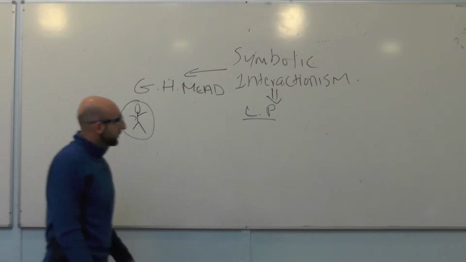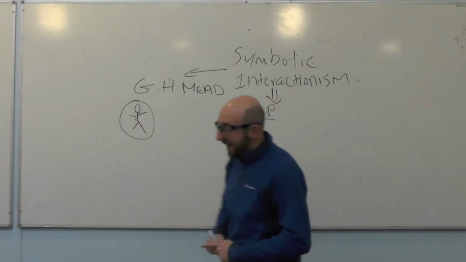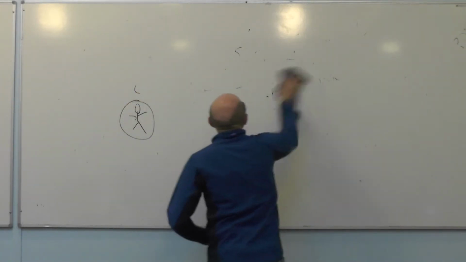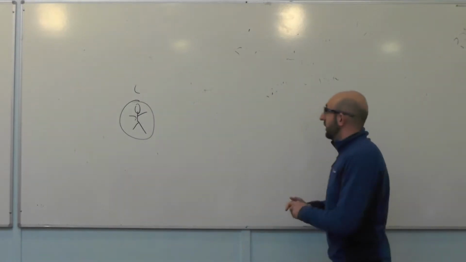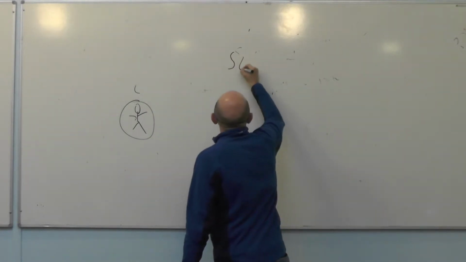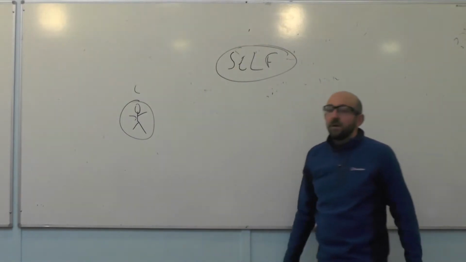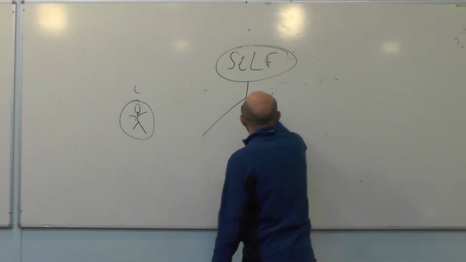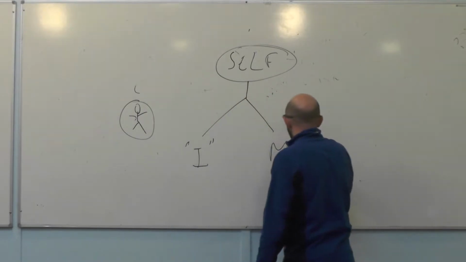Right, Salia. According to George Herbert Mead, you have the following. And we all have this, this is what they say, not just Salia. But Salia has a concept of self. Now that concept of self is divided into a concept of I and a concept of me.